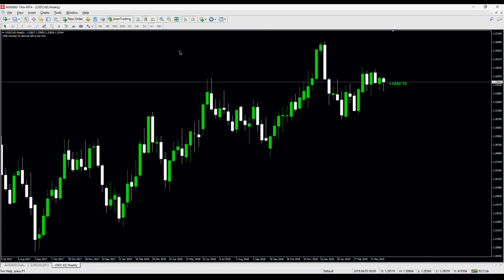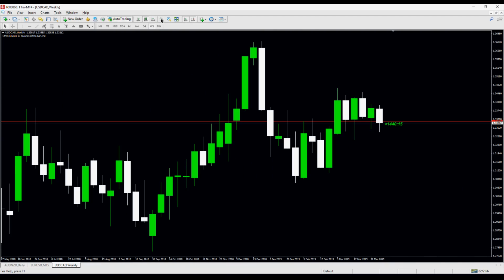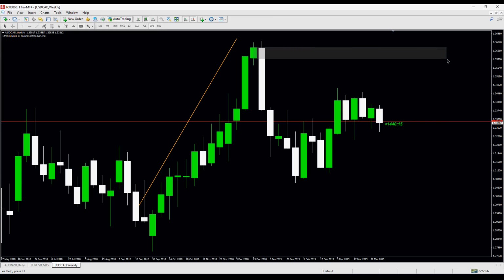USD CAD. So over here, basically what we can see is the market is going up. And then finally there is a buy candle, and then there is a sell candle that managed to engulf the buy candle. So from the candle body, from the candle open to the candle close, this is what we call the IB zone.